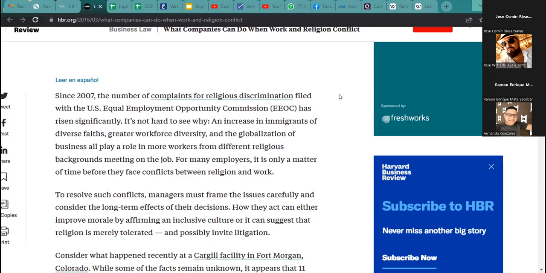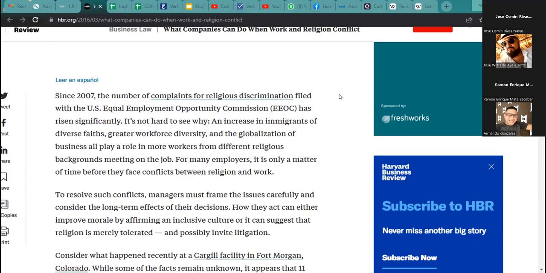Okay, teacher. Since 2007, the number of complaints for religious discrimination filed with the U.S. Equal Employment Opportunity Commission, EEOC, has risen significantly. It's not hard to see why. An increase in immigrants of diverse faiths, greater workforce diversity, and the globalization of business all play a role in more workers from different religious backgrounds meeting on the job. For many employers, it is only a matter of time before they face conflicts between religion and work.